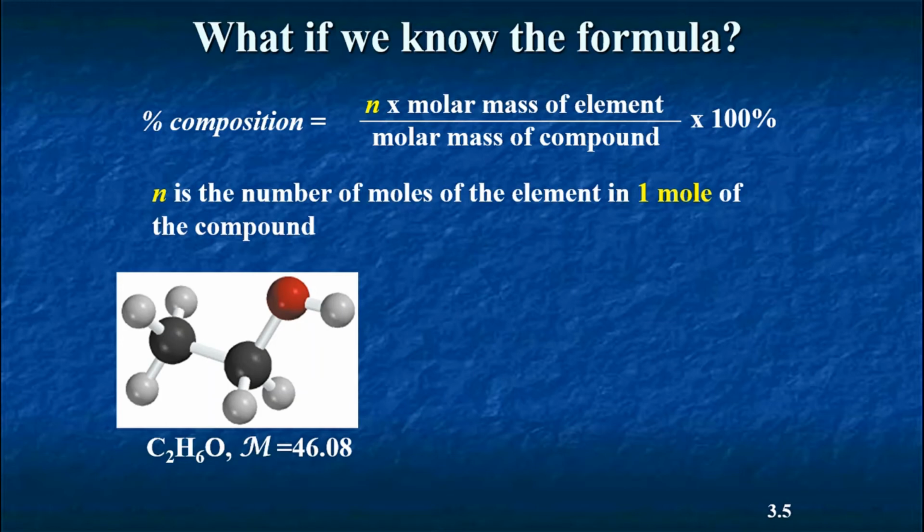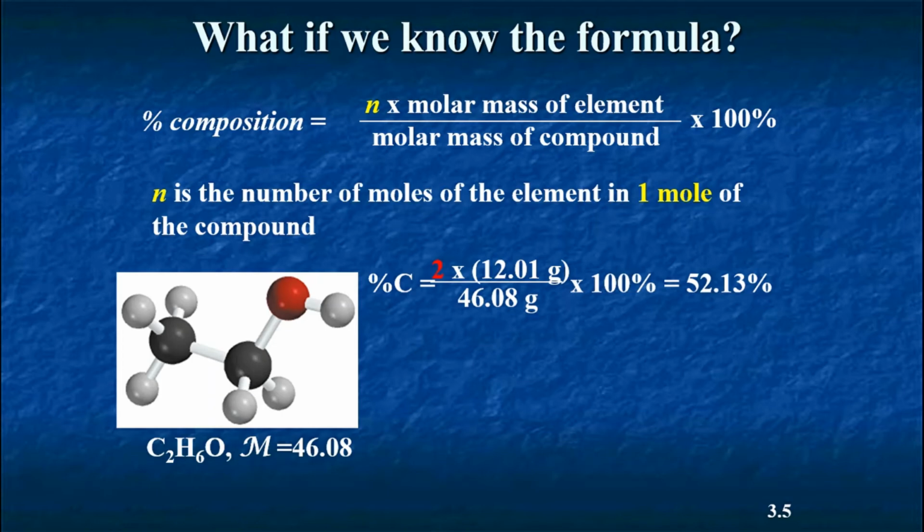Okay, so notice that in this formula we have 2 moles of carbon, and that's 12.01 grams per mole of carbon, divided by the total molar mass of the compound, 46.08, times 100% gives me 52.13%. Notice that I'm using here the sig figs that are given by the molar masses. The 2, the value of n, is an exact number, so it doesn't count towards sig figs.